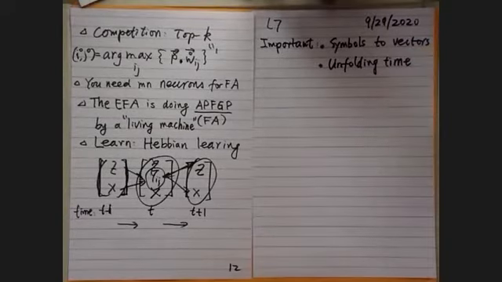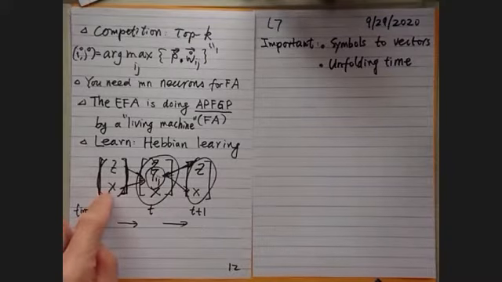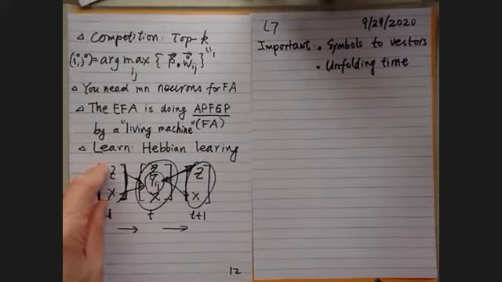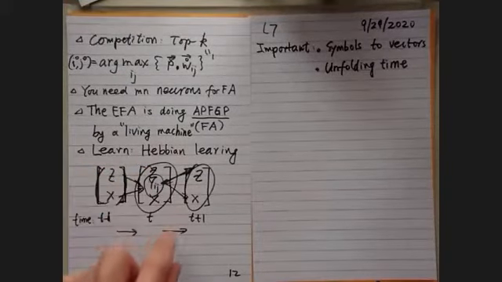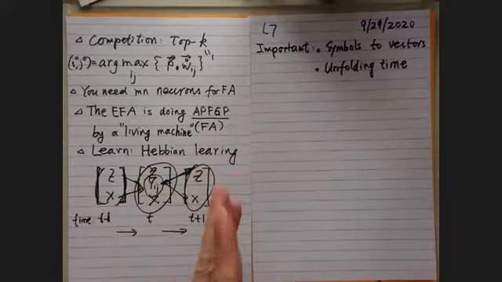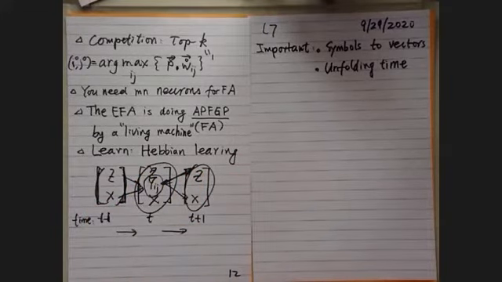Unfolding time is not that difficult. You see that we have a snapshot at time t minus one, we have an FA, then another snapshot of the FA at time t, then another at time t plus one. That view is very, very important, and makes you understand more.